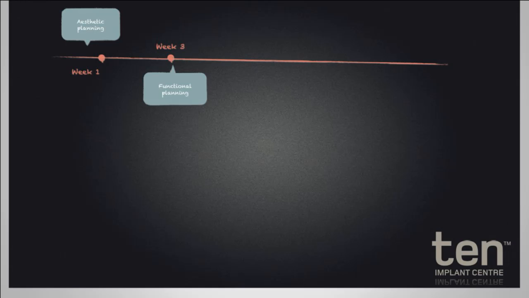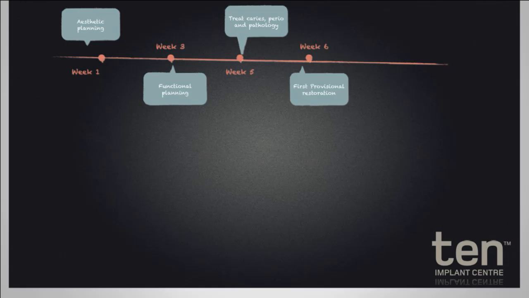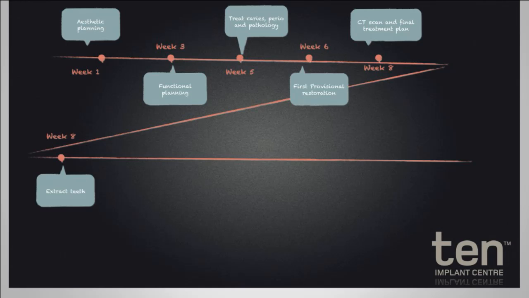Having planned functionally what the restorations are going to look like, we also treat and clear any pathologies, periodontal disease and caries before planning the initial provisional restoration, and then planning where we're going to put the implants based on CT scanning as well as diagnostic work. In the traditional way, we would then extract the teeth, and having extracted the teeth, we would wait a period of time for healing.